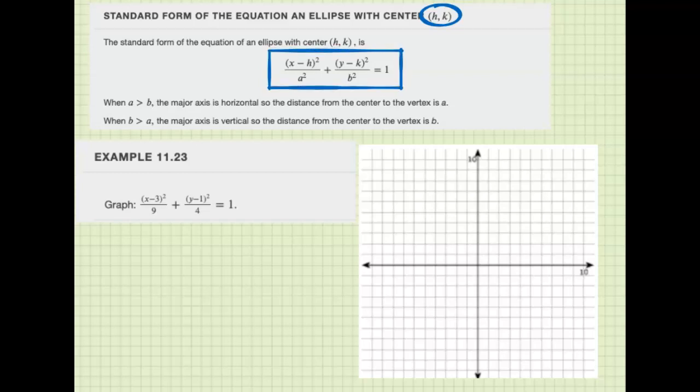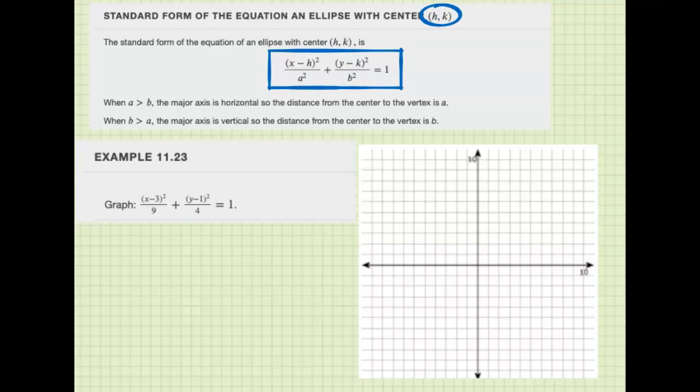So we have parentheses x minus h squared plus parentheses y minus k squared. The x part is still divided by a squared, and the y part is divided by b squared, equals 1, always 1, alright? So the only thing that's different from here is that we put this h and k there. If they're missing, if there's no parentheses with h and k, then h and k are just 0. But if there are values there, then you take those values.